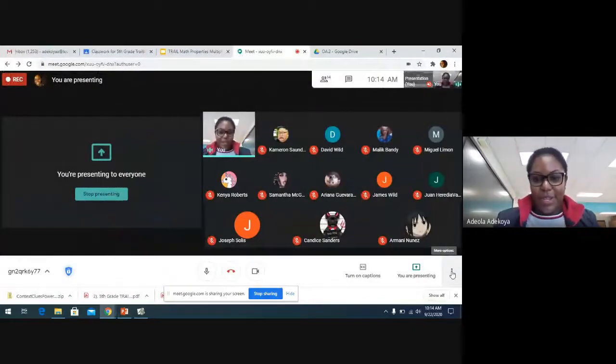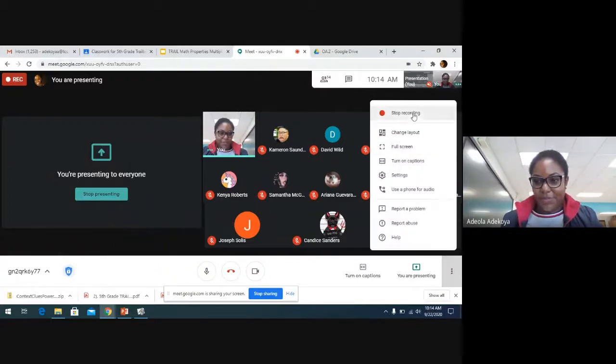So our job today and what we learned is how to identify and be able to use the different properties of multiplication. We've gone over already the commutative, the identity, the associative, the distributive, as well as the zero properties of multiplication.